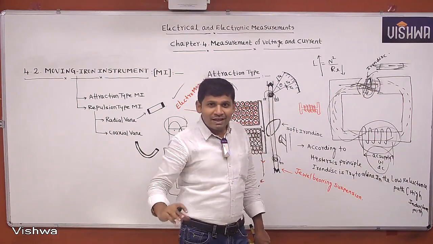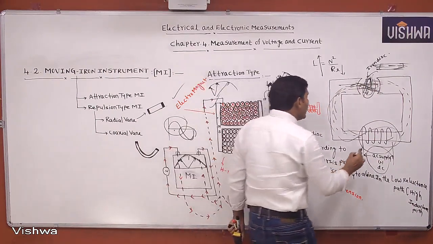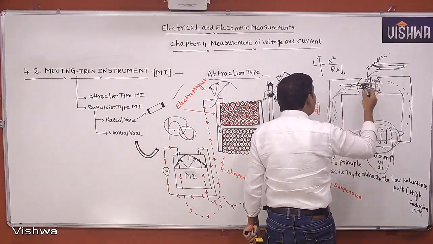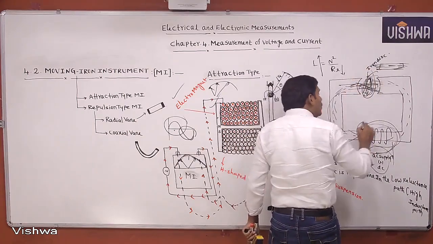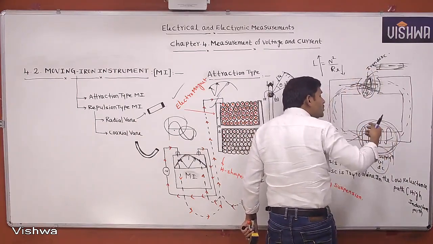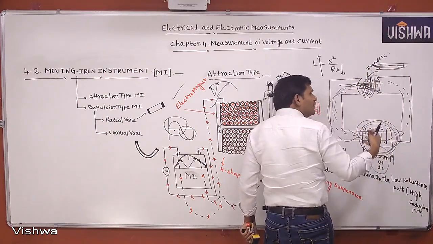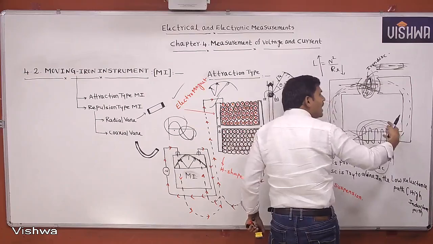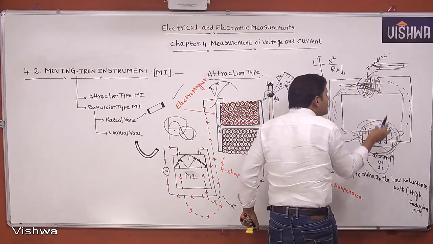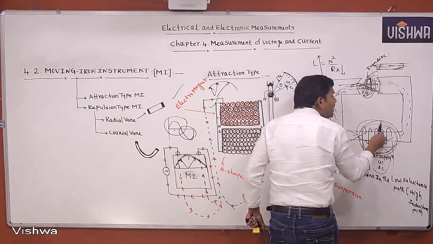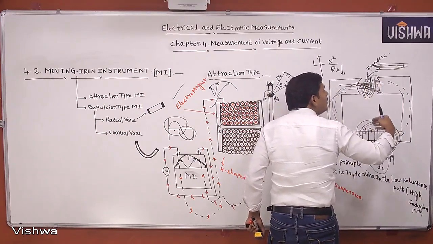Understood? That's the construction you follow. Whatever the electromagnet we are using, the iron disc is already there. The electromagnet also uses an iron or steel core, and that also will offer hysteresis losses. This will offer hysteresis losses and this also will offer hysteresis losses. The hysteresis losses play a bigger role.